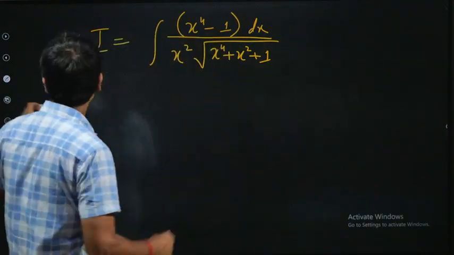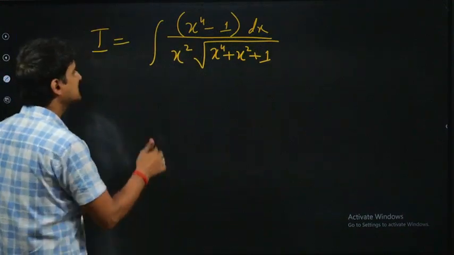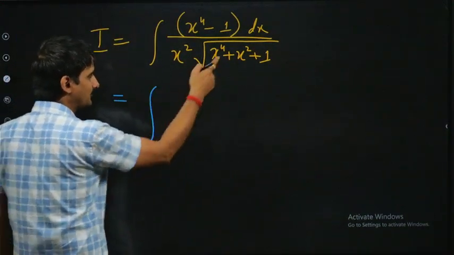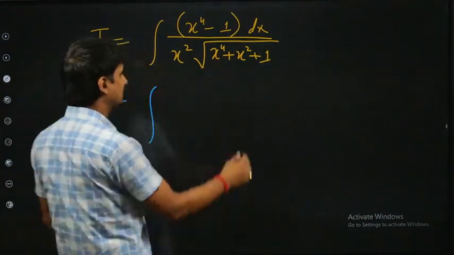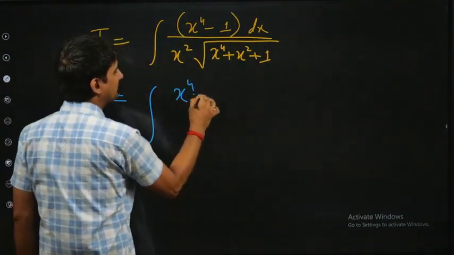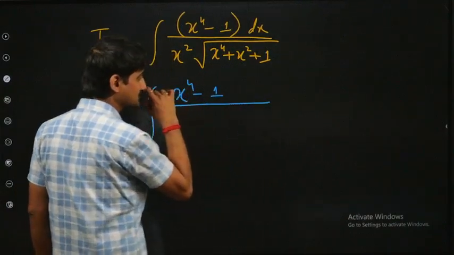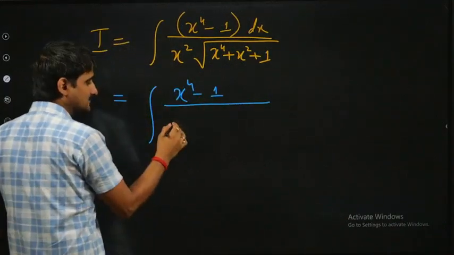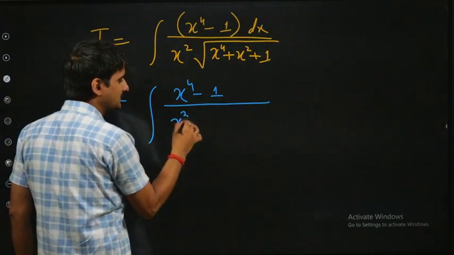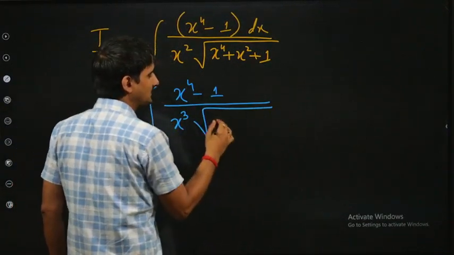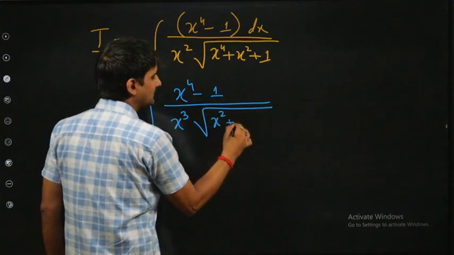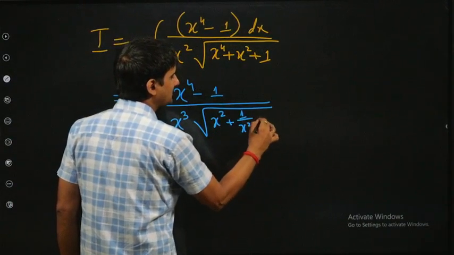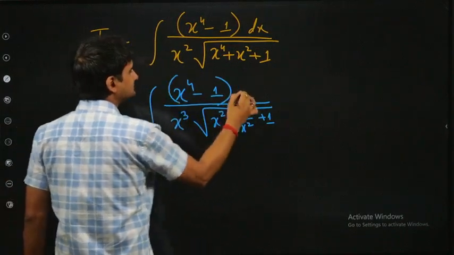So now what I will say is, I just took x square out from here. So x to the power 4 minus 1. When you take x square common from the square root, you get x out of it. So you get x cube, and within the square root we have x square plus 1 by x square plus 1.